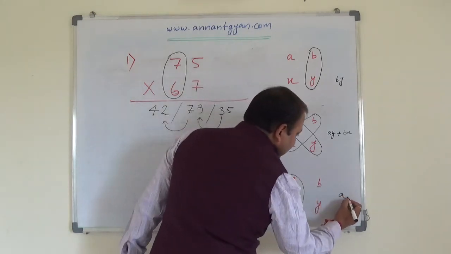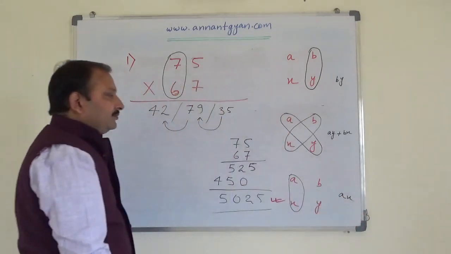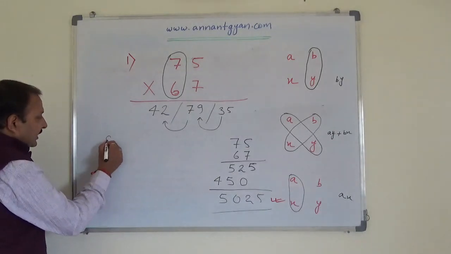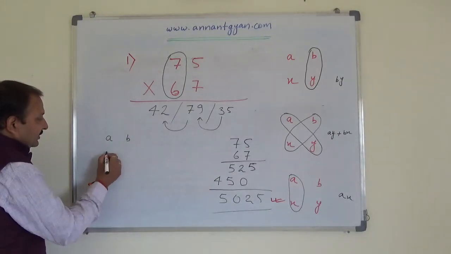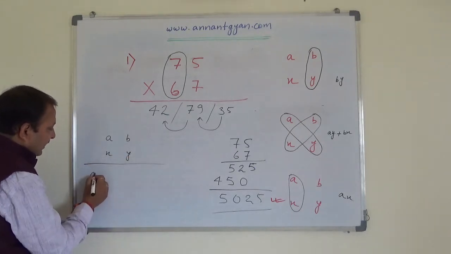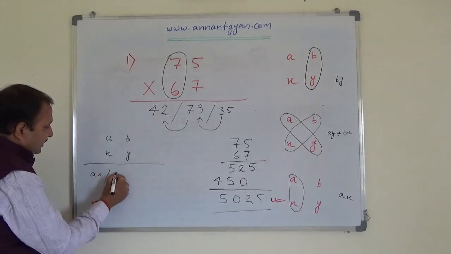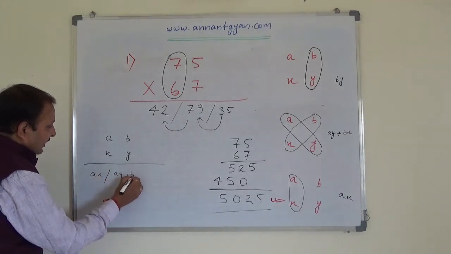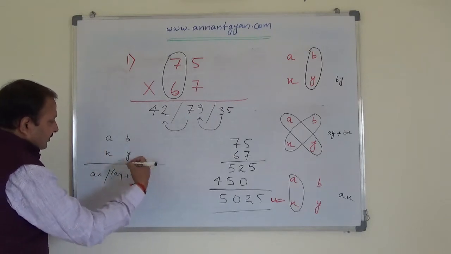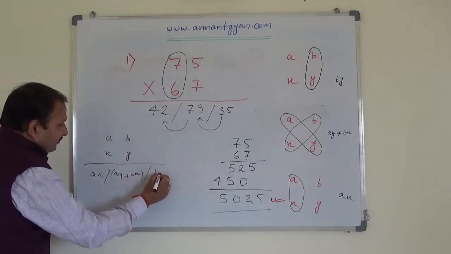So it is AX. With the help of this, this is A, this is B, this is X, this is Y, and we are getting AX on the left, AY plus BX in the middle, and on the right hand side of the result is BY.